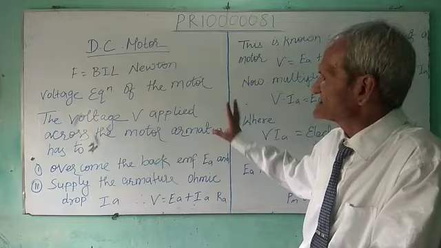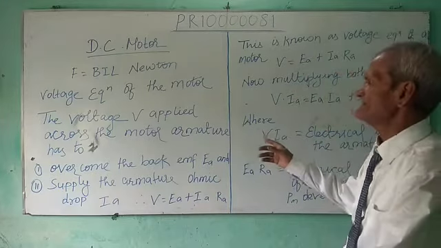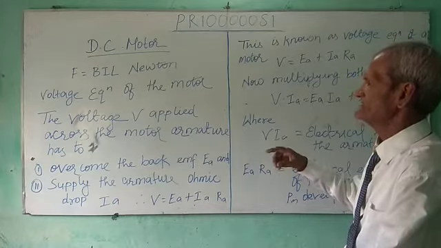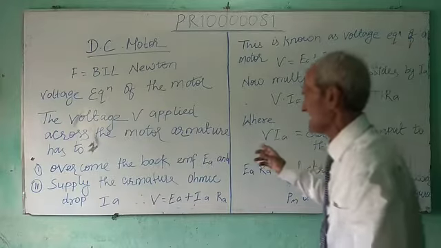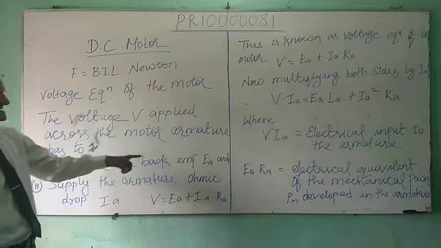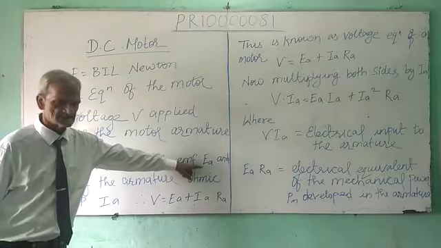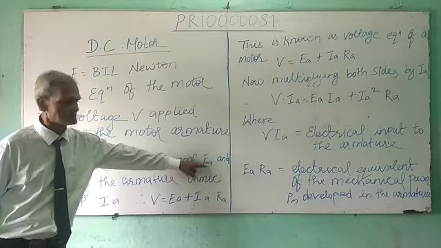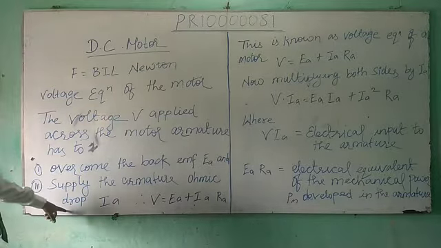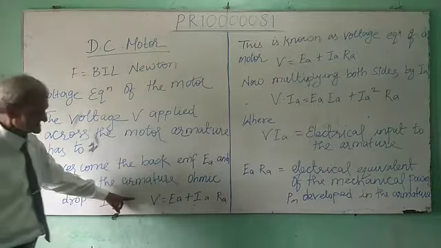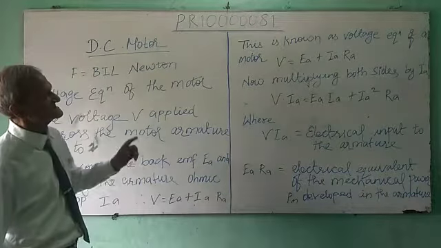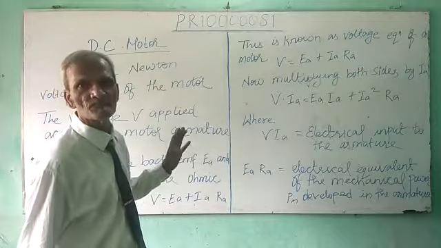Now, voltage equation of the motor. Voltage V, when applied across the motor armature, the voltage V applied across the motor armature has to, number one, overcome the back electromotive force which is generated by the armature, and supply the armature ohmic drop IA RA. That is, V is equal to EA plus IA RA. This is known as the voltage equation of motor.